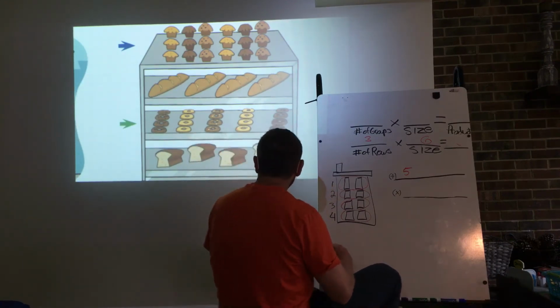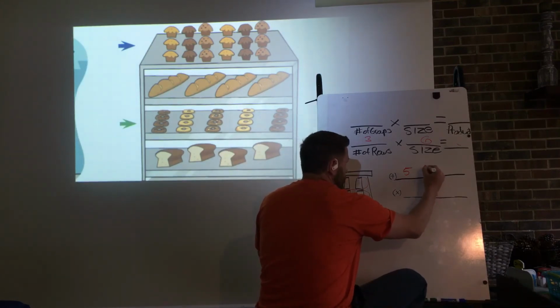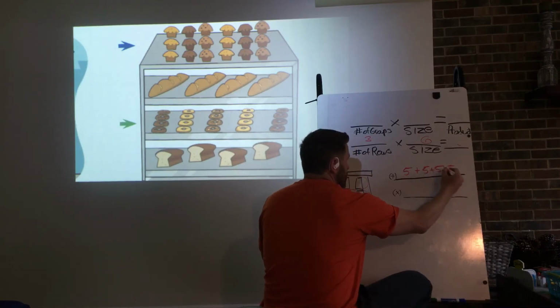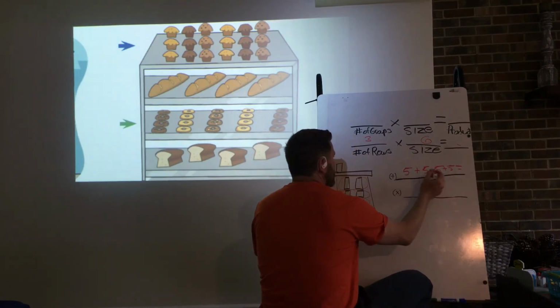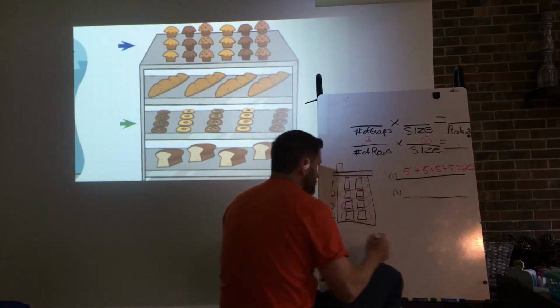So that's 1. Then 2, 3, and 4. So there's 4 rows, so I need 4 5s. It's 1, 2, 3, and 4. I have 4 5s now. There they are. So I got 5, 10, 15, and 20. Go ahead and put 20 there.